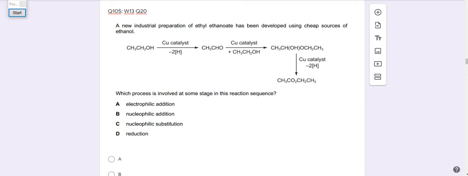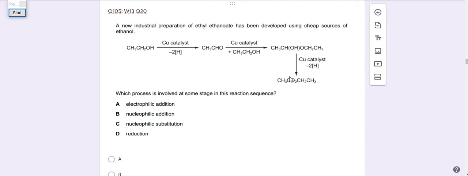This is chapter 18, question 105. You are given a reaction scheme and they ask which process is involved at some stage in this reaction sequence. There are three steps. Okay, this one, step number one, step number two, step number three.